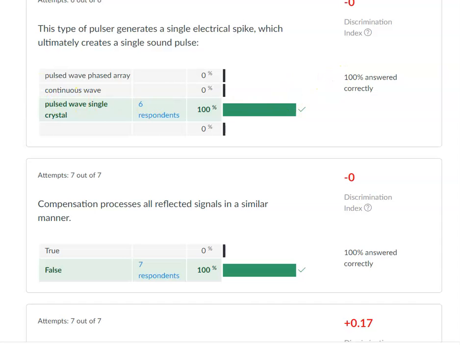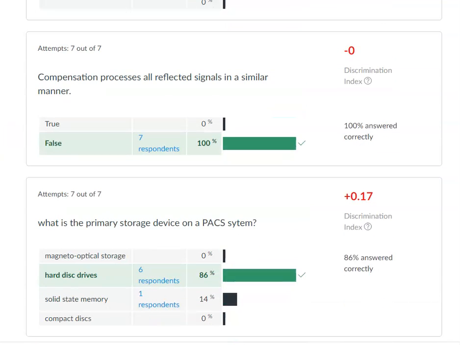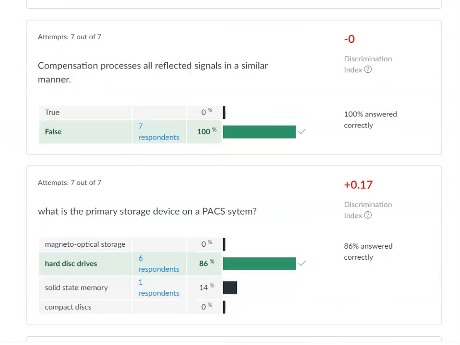This type of pulser generates a single electrical spike, which generates a single pulse of sound that describes a pulse wave, single crystal. Next, compensation processes all reflected signals in a similar manner. No, that's not true. It actually processes the ones that come later from later echoes or deeper in the tissue with more amplification in order to compensate for attenuation.